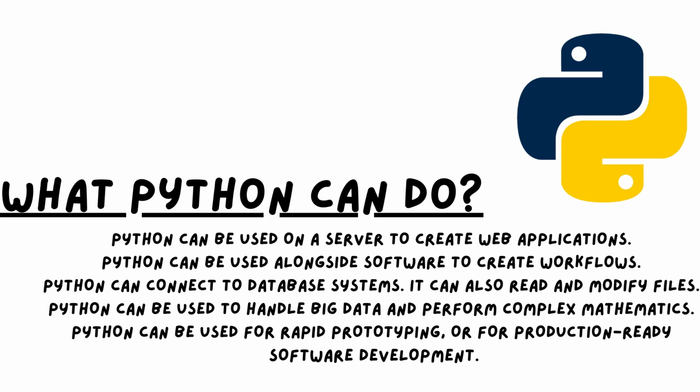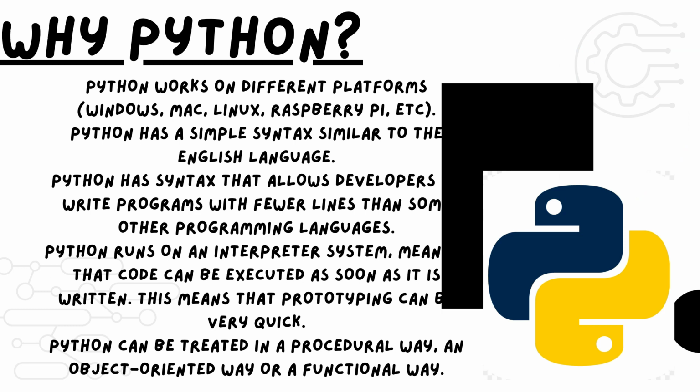Why Python? Python works on different platforms: Windows, Mac, Linux, Raspberry Pi, etc. Python has a simple syntax similar to the English language. Python has syntax that allows developers to write programs with fewer lines than some other programming languages. Python runs on an interpreter system, meaning that code can be executed as soon as it is written. This means that prototyping can be very quick. Python can be treated in a procedural way, an object-oriented way, or a functional way.